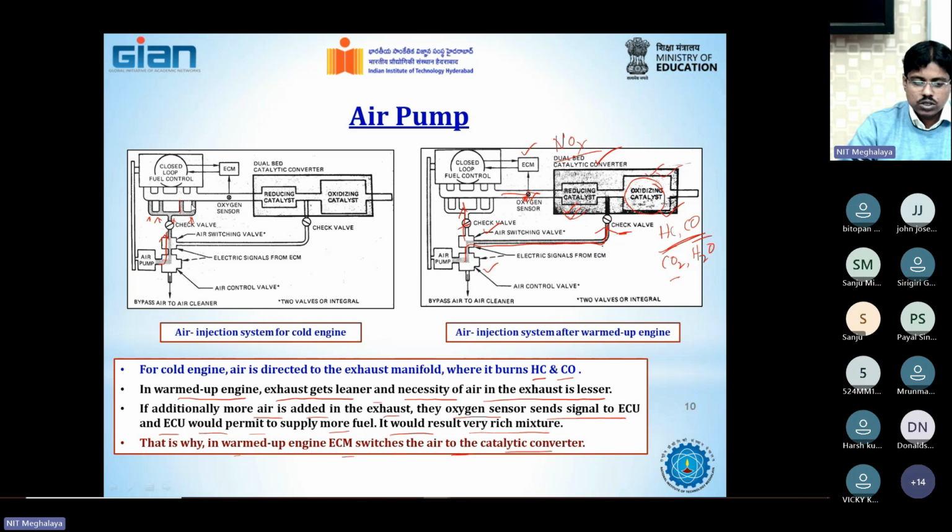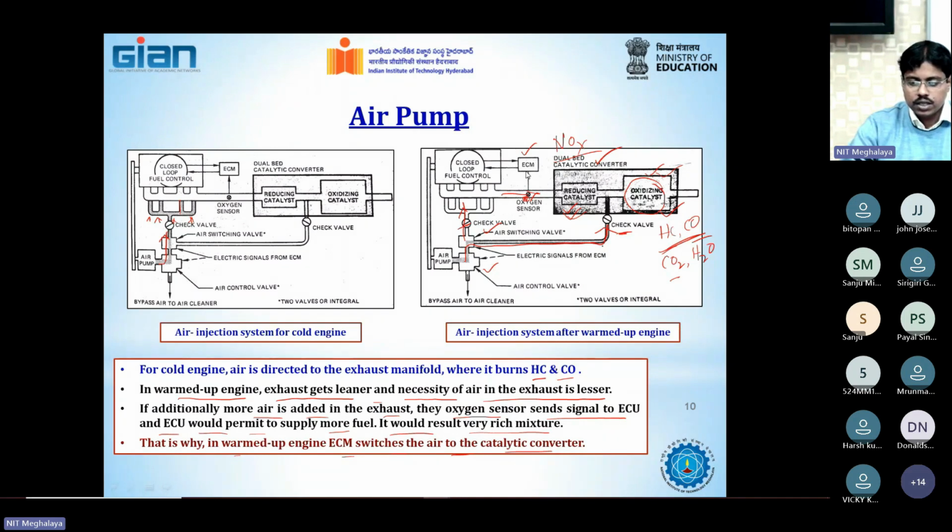the engine gets warmed up, and the exhaust gas is slightly leaner. At that time you do not require air to be supplied to the exhaust manifold. So this check valve closes and doesn't allow air to go directly to the exhaust manifold. Rather, it is redirected and passed to the catalytic converter, where you will have distinctly two stages. One is the reducing zone where NOx is reduced, and the other is the oxidation zone where hydrocarbon and carbon monoxide are burned.